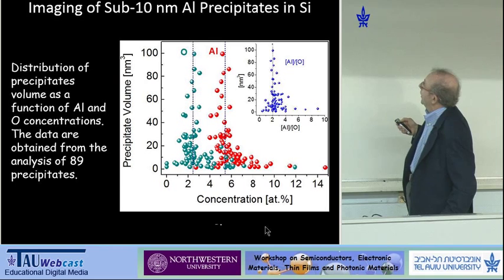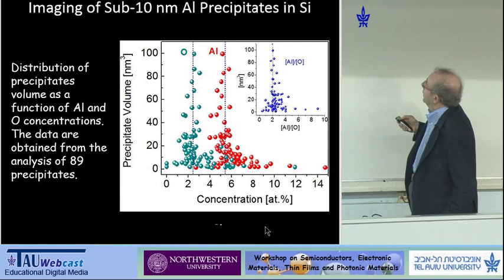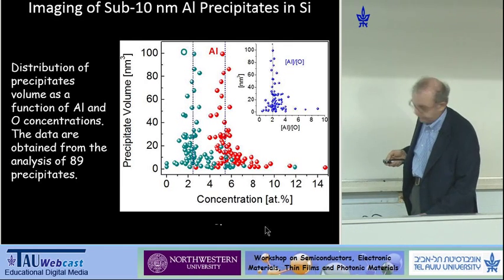And the other thing that we have plotted here is the volume of the precipitates versus the ratio of aluminum to oxygen, where these are measured in atomic fraction. And so you can see that the mean value of this ratio is about 2. Twice as many aluminum atoms as there are oxygen atoms.